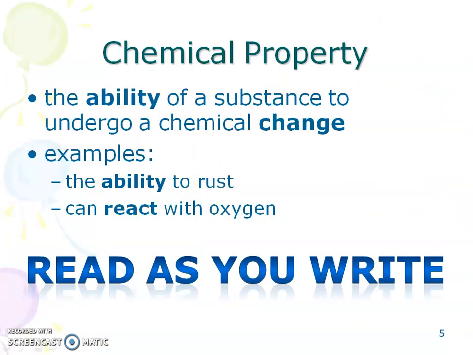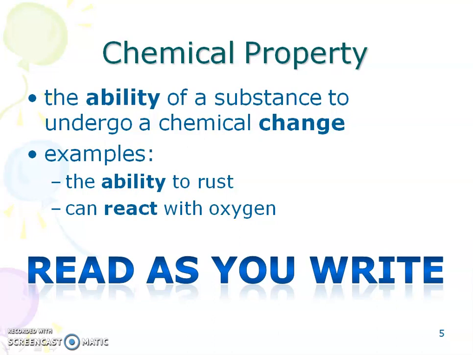So again, read as you write, pause, fill in the blanks, and then play to hear my words. So a chemical property is the ability of a substance to undergo a change. So again, there is a difference between properties and changes. Property is the ability to rust. The chemical change would be iron rusts, or iron did rust. The ability to react with oxygen. So again, the ability for iron to react with oxygen is the property of iron.